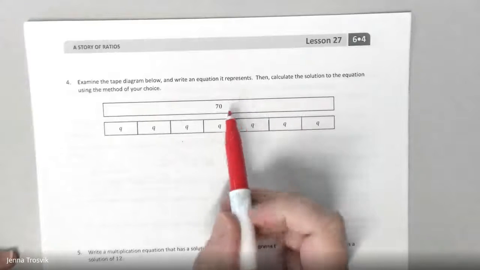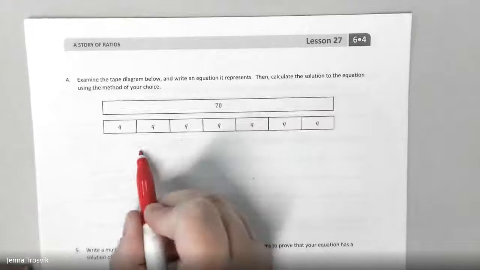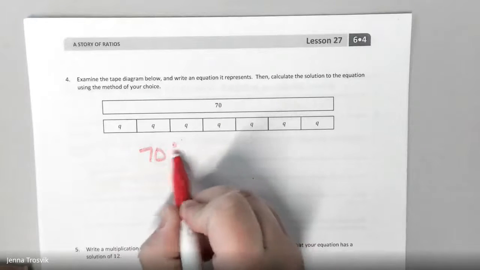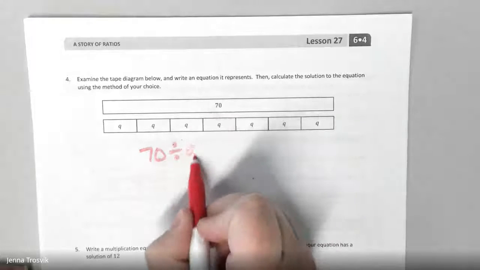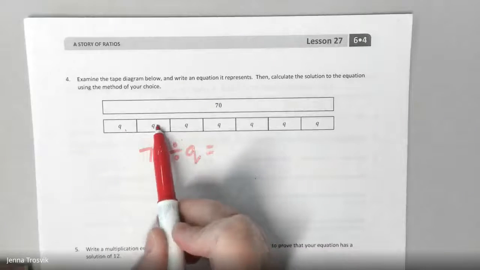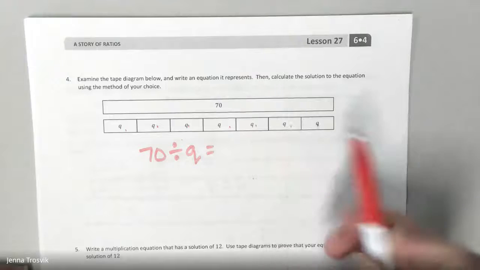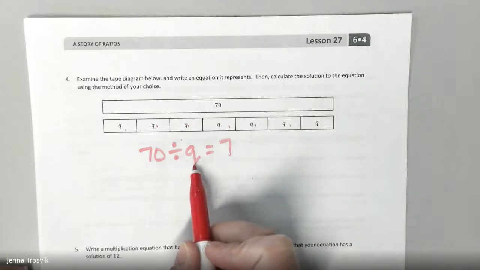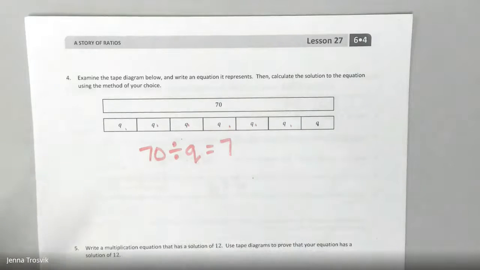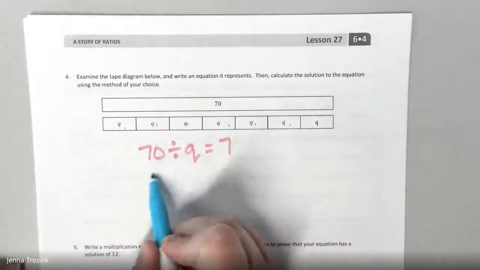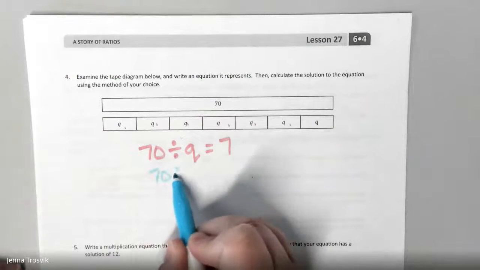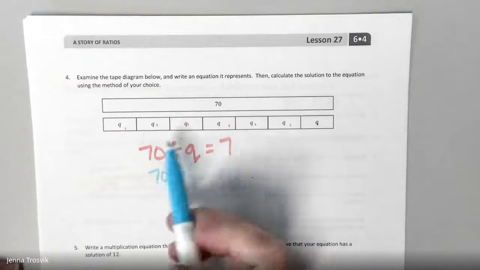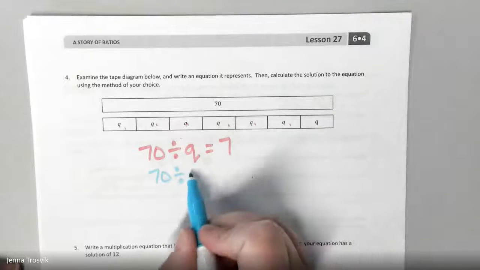So they're just saying if I have 70 and I divide by Q, I get 1, 2, 3, 4, 5, 6, 7 equal boxes. So we want to know what is Q. And the only way to do this would be to take the total, 70, and actually divide it by the 7 boxes.